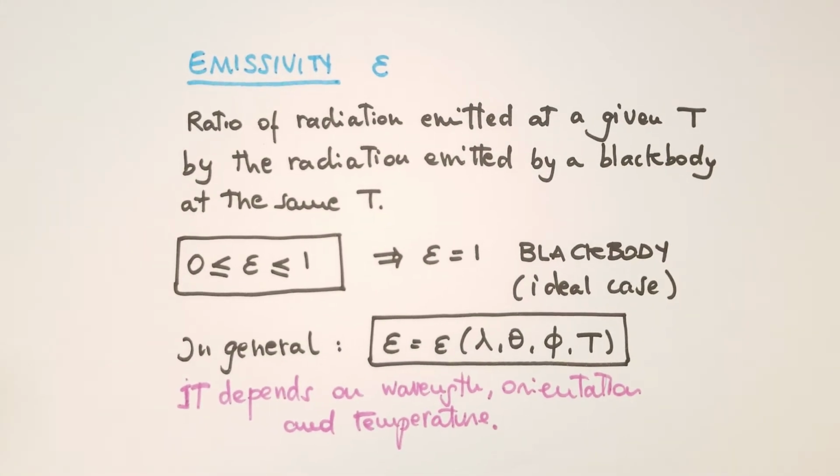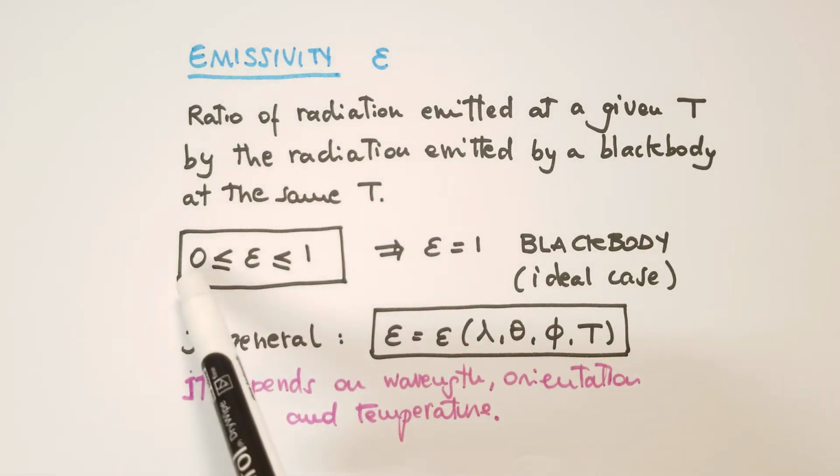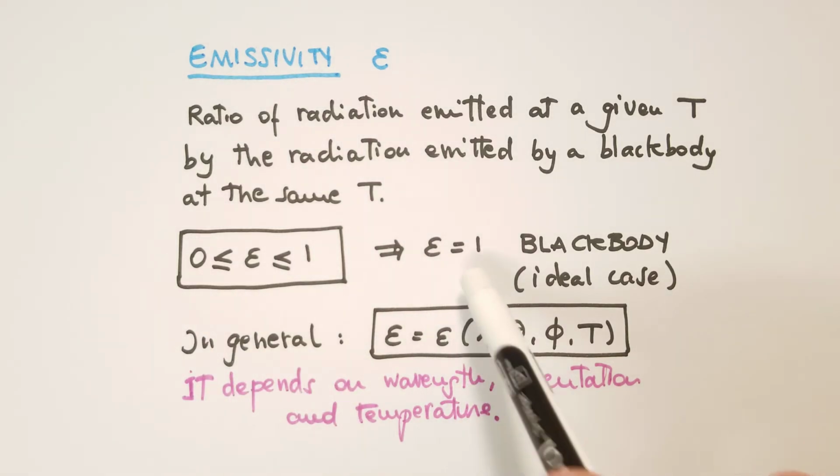Another very important quantity is the emissivity, indicated by the letter epsilon. The emissivity is defined as the ratio of radiation emitted at a given temperature T by the radiation emitted by a black body at the same surface temperature. So emissivity is a non-dimensional quantity and it's always in the range between 0 and 1. So epsilon equal to 1 indicates a black body, so it's an idealized case.